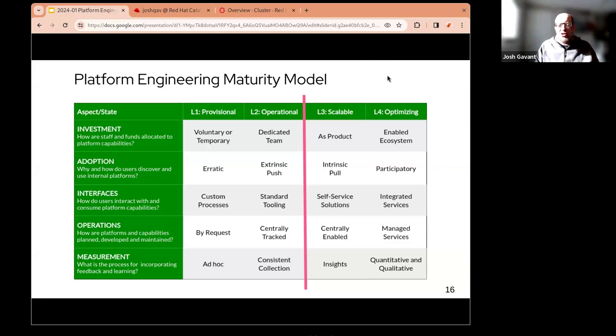And I guess I'm curious, is there anyone that finds themselves in a particular box on this thing that wants to talk about that? Is there anyone that finds themselves in an extrinsic push, let's say, for adoption? Or is there someone with an intrinsic pull? And what does that look like?